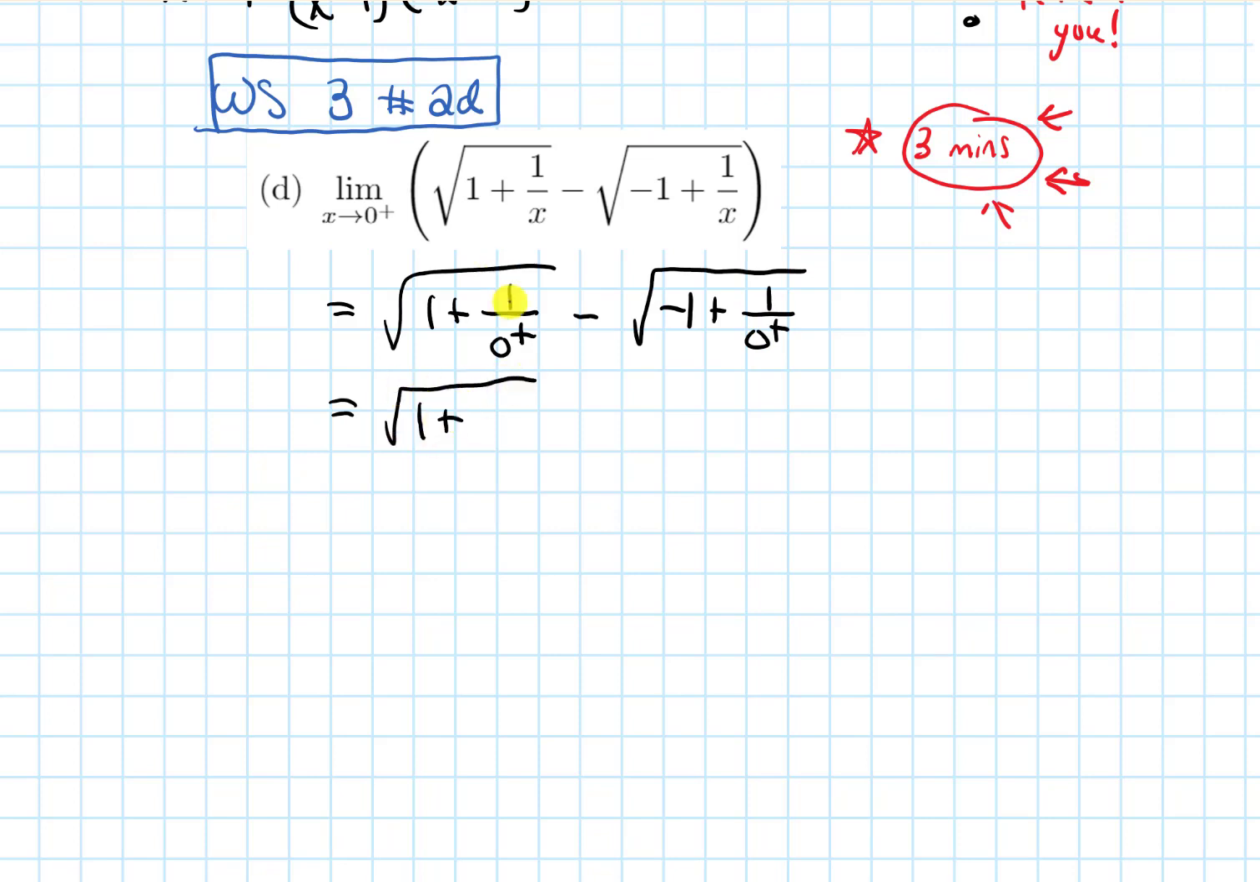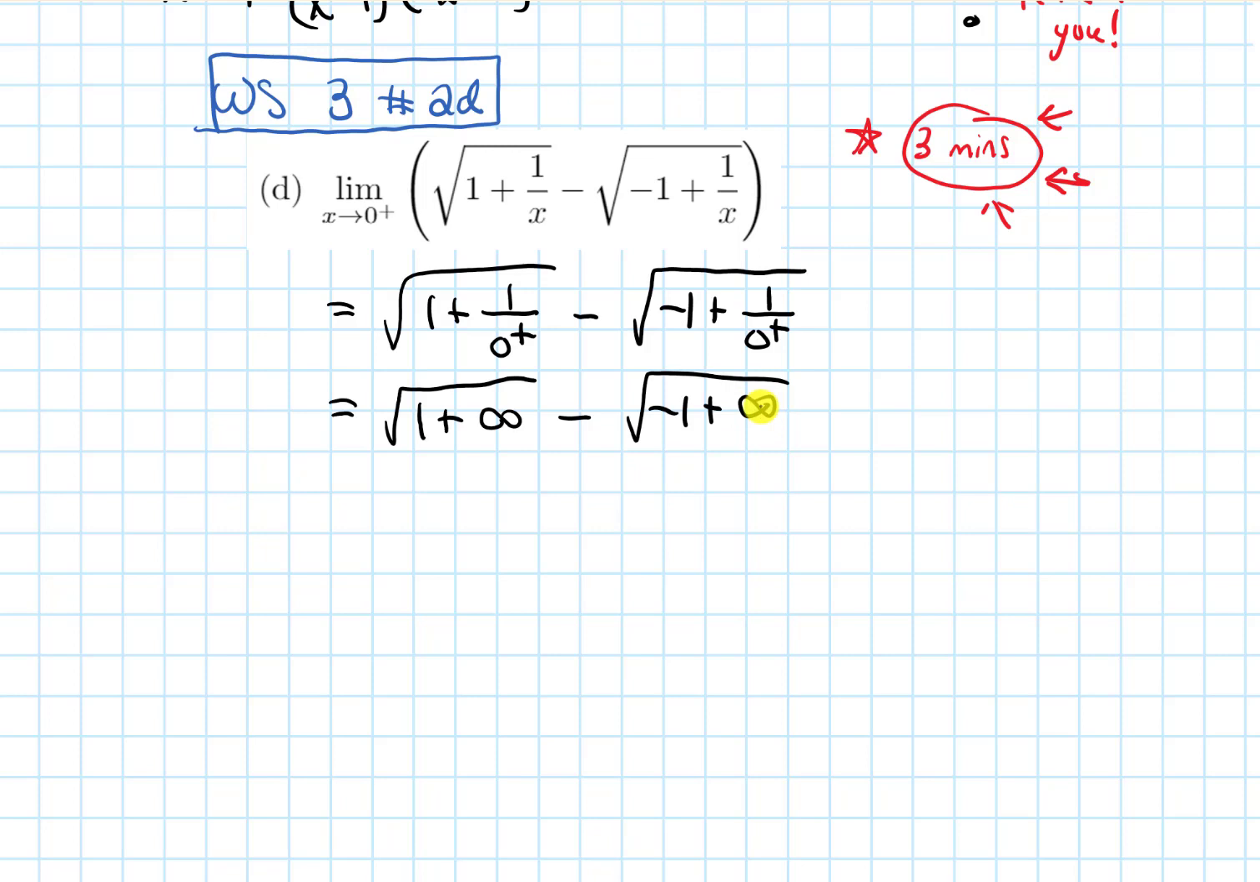And at this point, we've seen a few things like this, where I have a non-zero term on the top. The 0 plus on the bottom means it's really, really close to 0, but a little bit bigger than it, a little bit positive. And we've seen that when we divide 1 by something really, really small like that, the whole thing is going to be huge. 1 is positive, the denominator is positive, which means the whole thing is going to be positive infinity. And then minus square root of negative 1 plus, for the same reason, this is also going to be plus infinity.